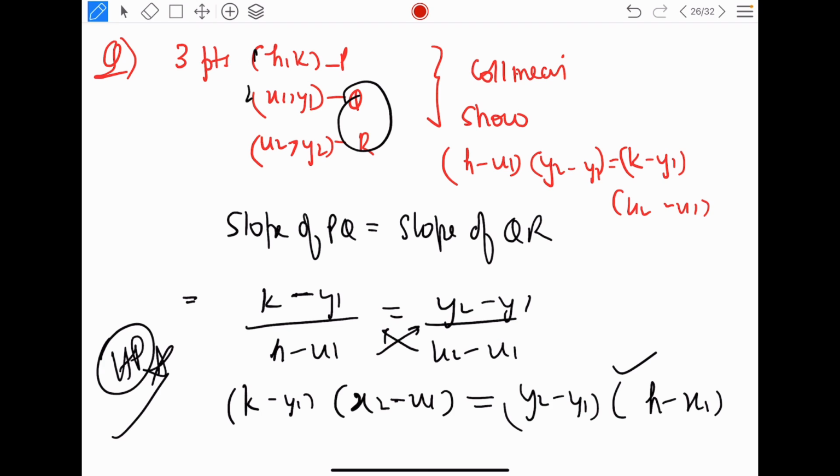Done. Simple. 3 points are given collinear. That means slope of the two line segments PQ and QR will be same, and they have a point Q in common. Q is common. That's why they are collinear. Put the slope same, slope through 2 points, y2 minus y1 upon x2 minus x1, the formula you have learned. Put them same, you get the equation, no, the relation that you needed. Okay, that's what you have to do.